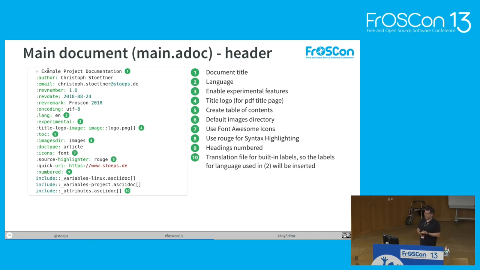I enabled experimental for the buttons. I have a title logo to include it on the first page of my PDF output. I want to have a table of contents. I define a default image directory so that when I include an image, I just write the image name and not the whole path. The doc type, icons font is so that we want to use Font Awesome. We want to use the source code highlighter Rouge. And we want to have numbered headings. And the last three lines are my variable files. So just include the variables for Linux, the project, and some attributes. And that's pretty much all for the main document header.